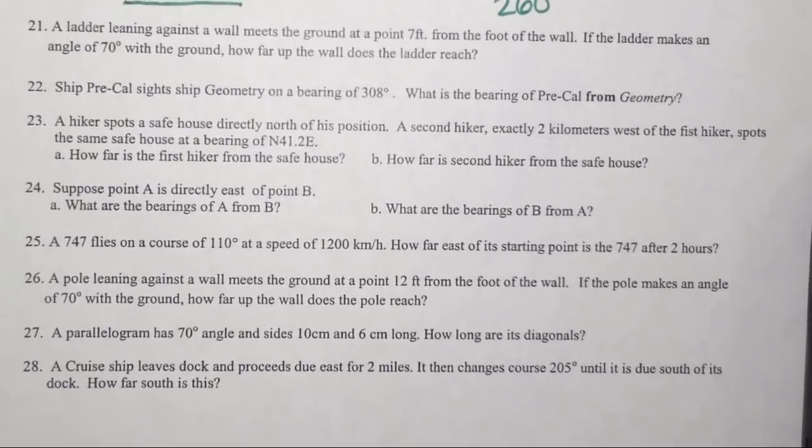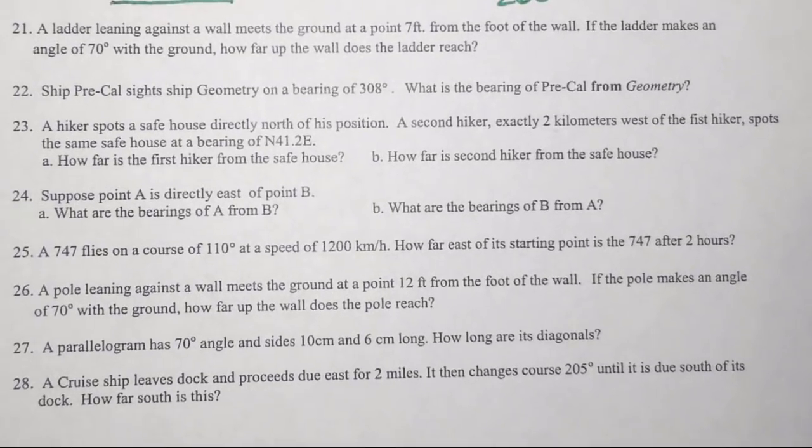21. A ladder leaning against the wall meets the ground at a point 7 feet from the foot of the wall. If the ladder makes an angle of 70 degrees with the ground, how far up the wall does the ladder reach?